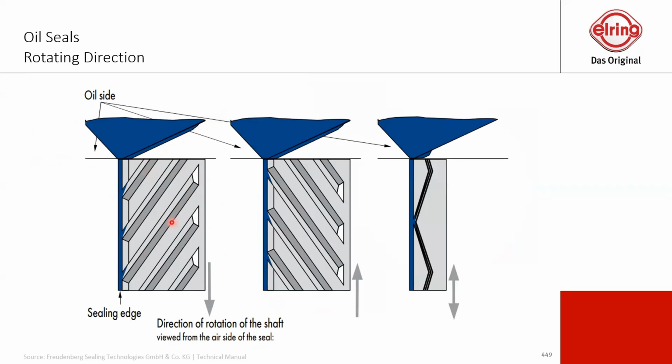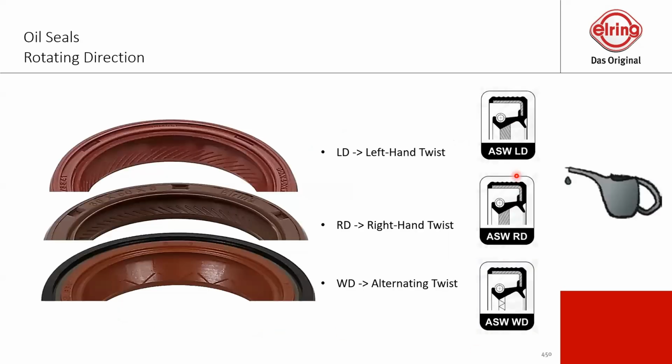So depending on the rotation of your shaft, in which direction it's rotating, you also need a right fitting twist. And the right fitting twist is marked by the rotation side. So it means LD stands for left hand twist, RD stands for right hand twist, and WD stands for alternative twist.